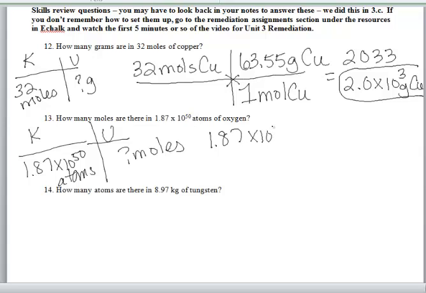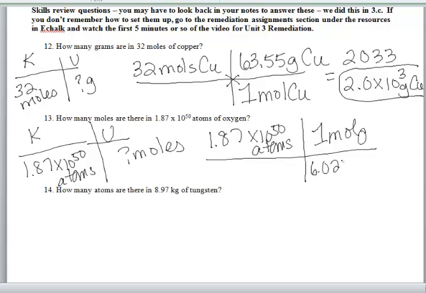So I'm going to have 1.87 times 10 to the 50th atoms. Now this time I want to go to moles. The mole always gets the 1, so we're going to have 1 mole of oxygen up top, and then I've got to put Avogadro's number, 6.022 times 10 to the 23rd atoms of oxygen on the bottom. I've got to divide them. So on my calculator, 1.87 times 10 to the 50th divided by 6.022 times 10 to the 23rd.